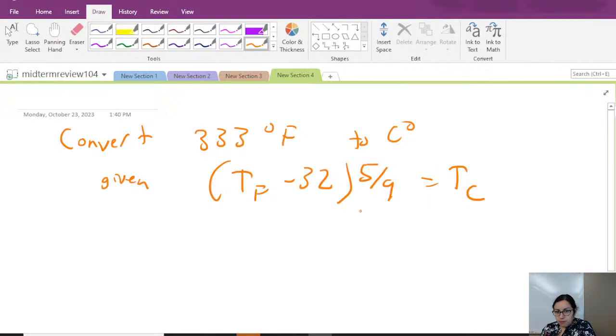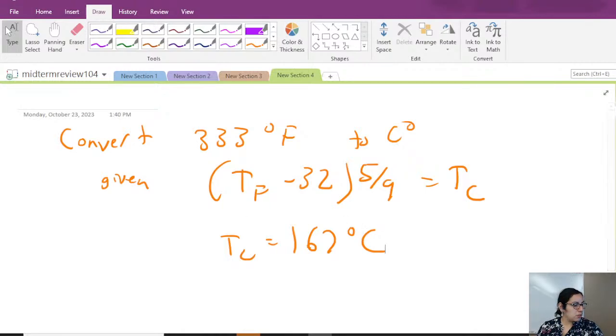And then what do we get for this answer? Roughly 167 degrees Celsius. So 167, is that what other people got? Excellent. So just plug that in, of course. Use your parentheses. So not too difficult for that one.